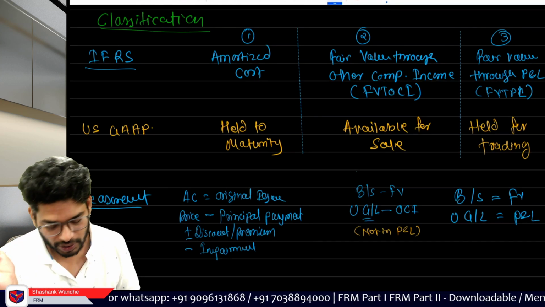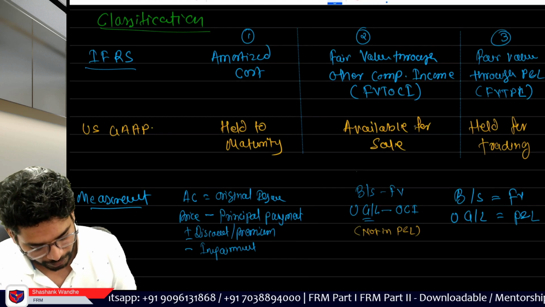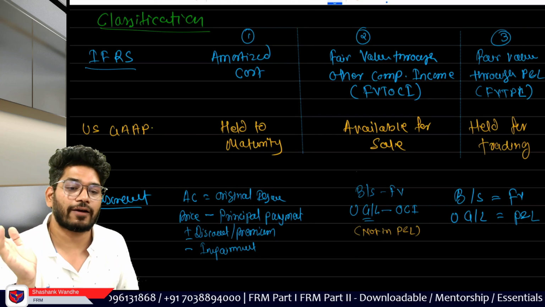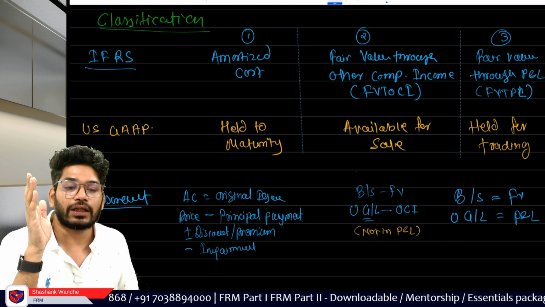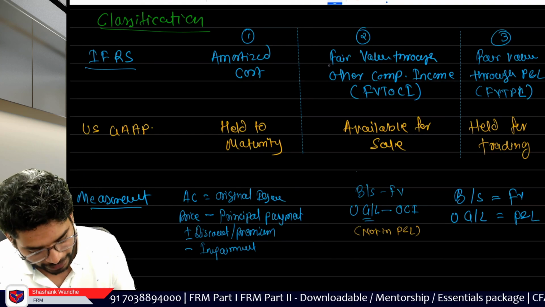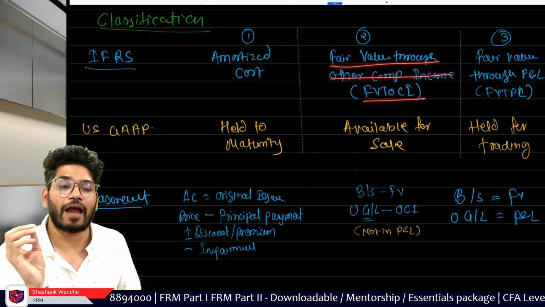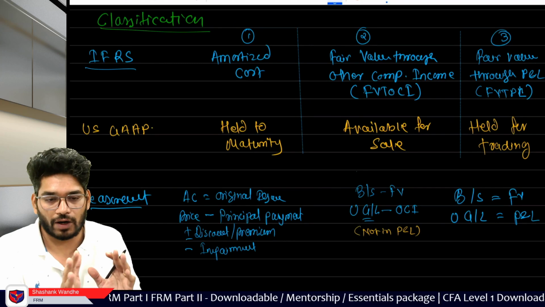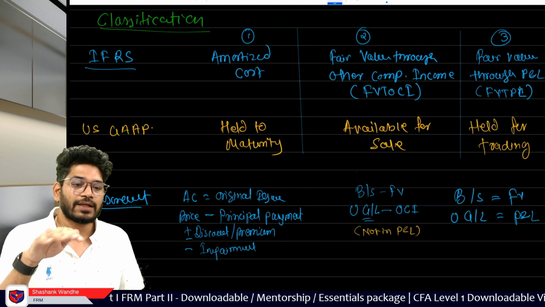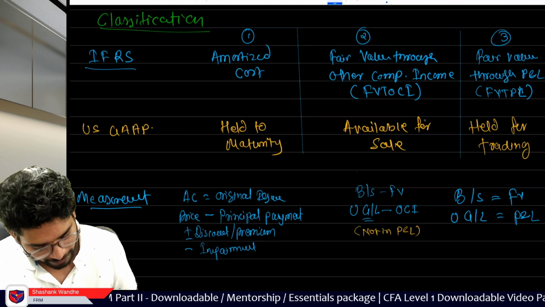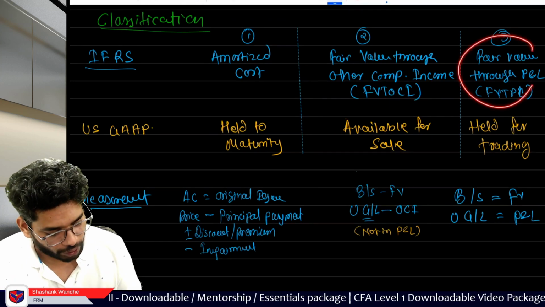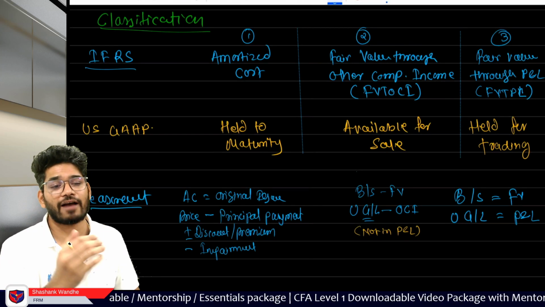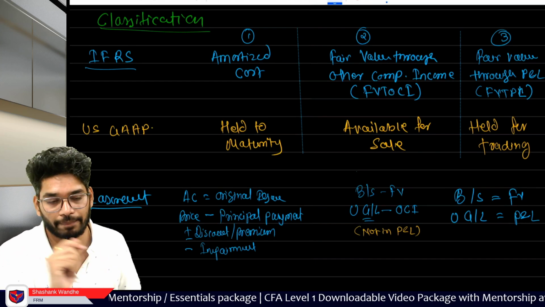This is amortized cost. The next classification, which is parallel to available for sale, is FVT OCI, fair value through other comprehensive income. You can also call it FVOCI, depending on what terminology you follow. So this is FVT OCI, for available for sale, and this is fair value through P&L. This is held for trading. So the parallel of held for trading in IFRS is fair value through P&L.